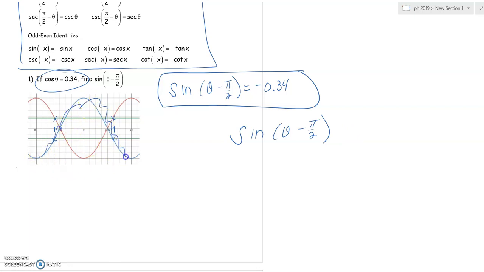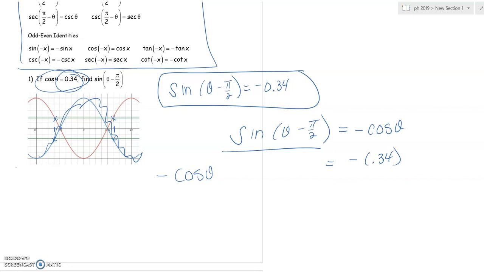I'll make it fuzzy right here. So if you look at that function, do you realize that that is really just the cosine function reflected over the x-axis? That means that the sine of the quantity theta minus pi over 2 is really just the opposite of the cosine. So if the cosine is 0.34, then we would say that the sine of theta minus pi over 2 is really just negative 0.34. And so that is probably a better way to get the answer, to go ahead and use trig identities. Let's go ahead and do another example.